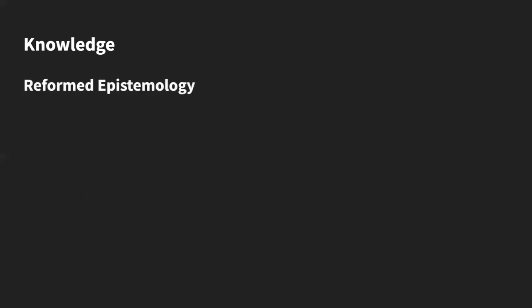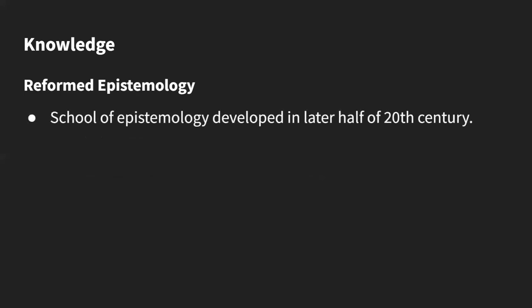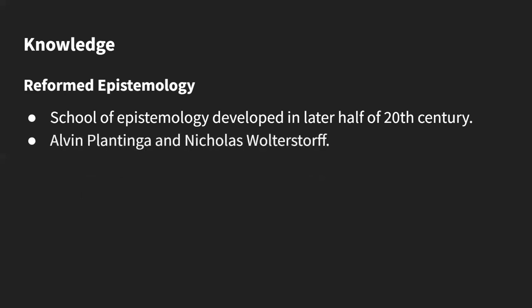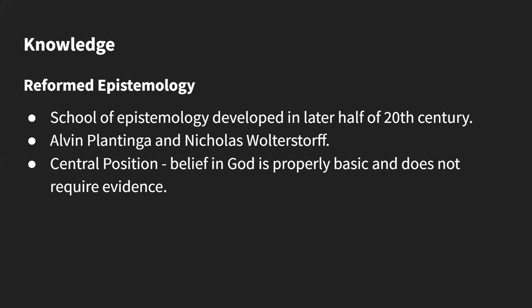And so I want to go through reformed epistemology real quick. We've talked about this already before, but it's a school of epistemology developed in the later half of the 20th century. Alvin Plantinga and Nicholas Wolterstorff are the main contributors to this school of thought. Alvin Plantinga really is seen as the main guy, but Nicholas Wolterstorff, another Christian, another great writer and philosopher, is also seen as very instrumental in this school of thought. And their central position is that belief in God is properly basic and does not require evidence.